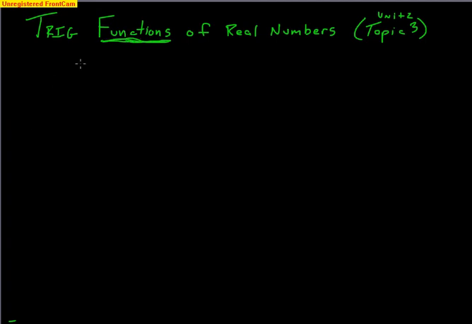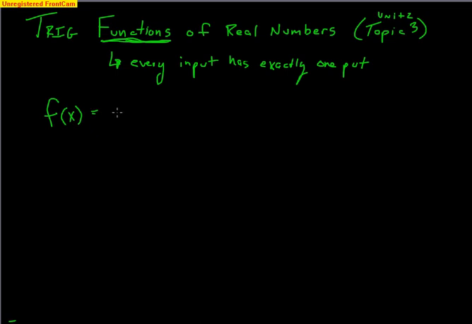You have to remember the definition of a function is that every input has exactly one output. So we have to understand what we're talking about in terms of trig functions. Let's set up a function, and we use this f of x. Here comes a function with x, and we want this to be sine of x. Let's spend today focusing on sine of x.